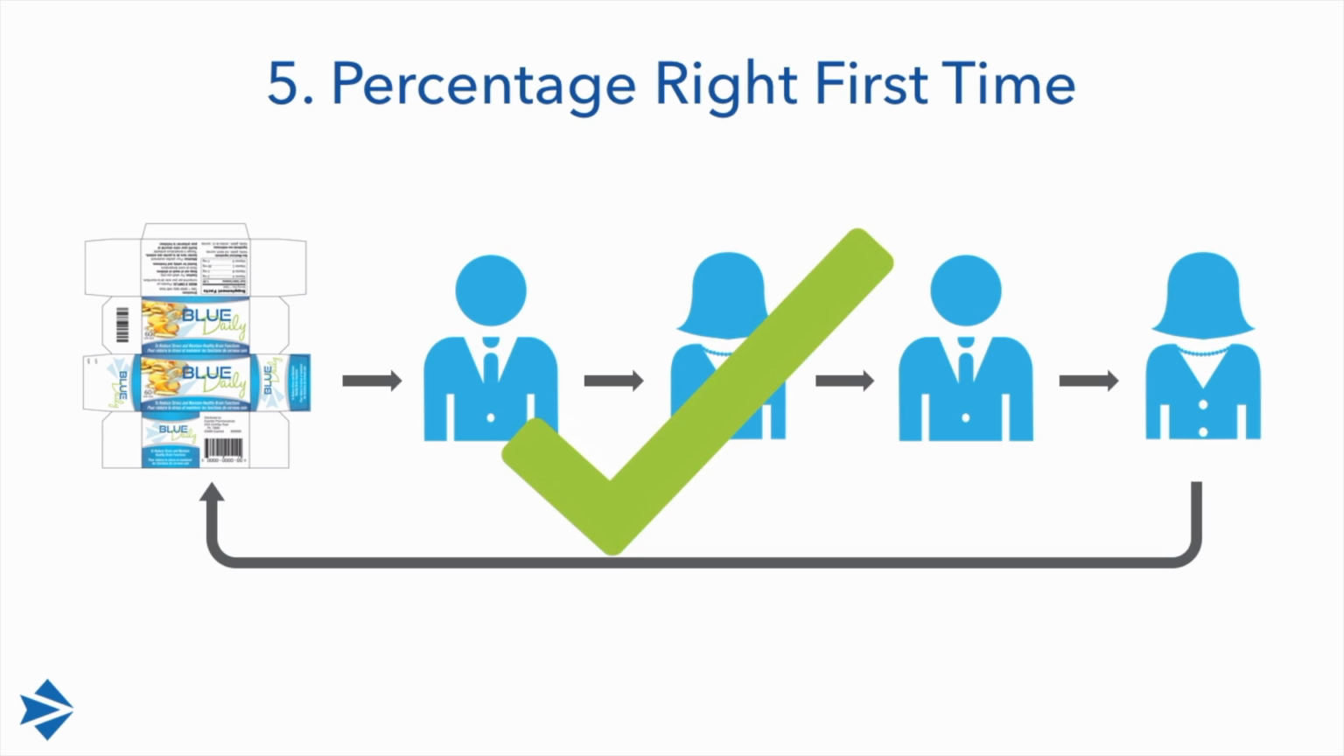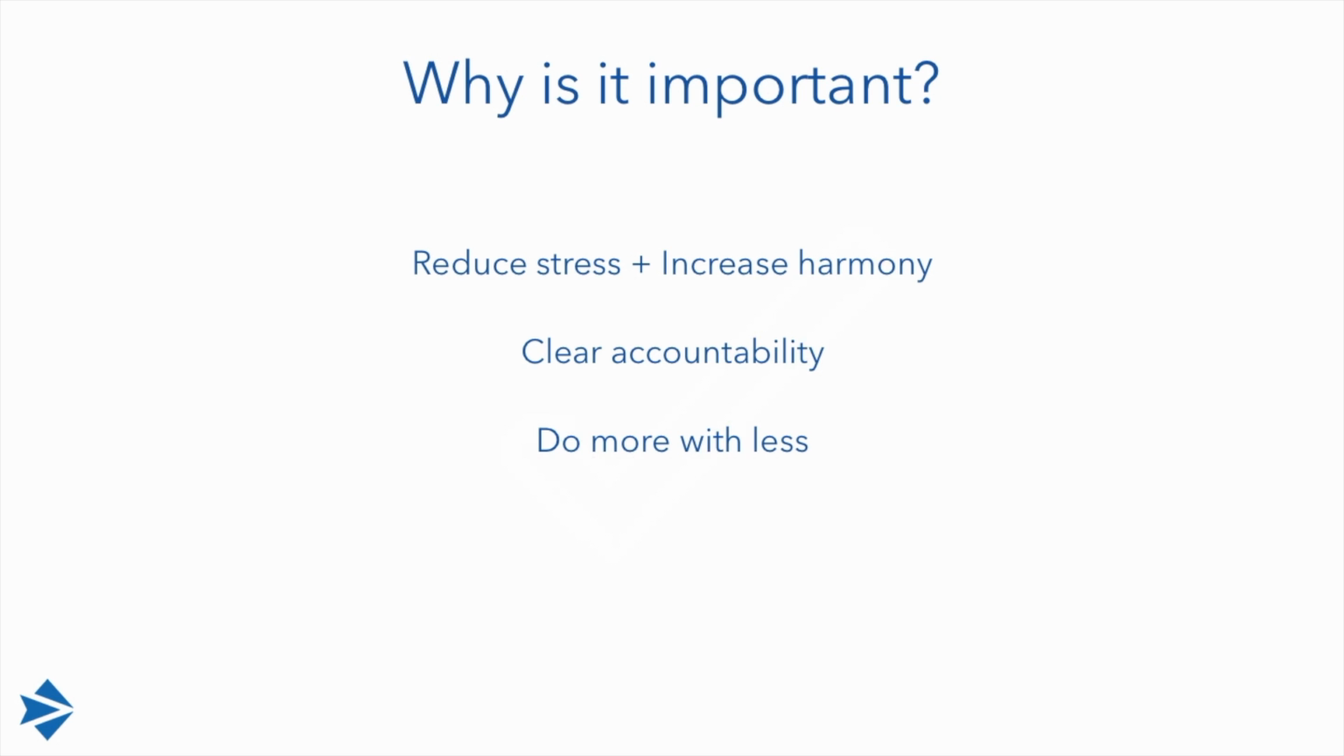They really wanted to improve their percentage right first time. And so that was a significant savings to them in the business to be able to reduce that workload on people by getting up to that 80% mark. Why is it important? It reduces stress and increases harmony in your team, clear accountability, and then lastly, you're doing more with less, because if you're now up to that 80% or better mark, then people are seeing artwork a lot fewer times. They'll be a lot more productive with their other responsibilities.